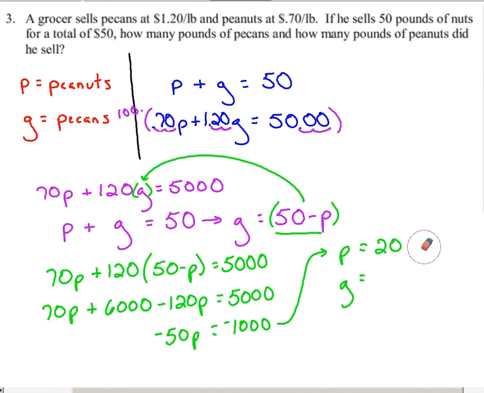I'm glad we did that just so we can demonstrate the mistake. It's 20. So in terms of peanuts, we've got 20 pounds. In terms of the pecans, which was G, we've got 30, right? Because it'd be 50 minus P, so 50 minus 20.